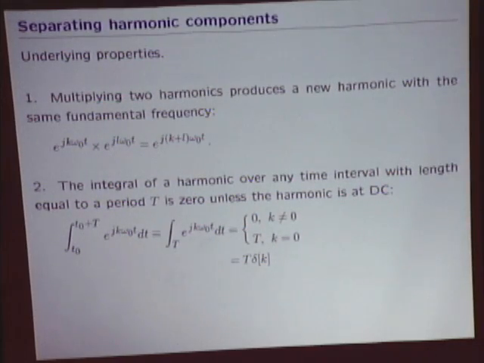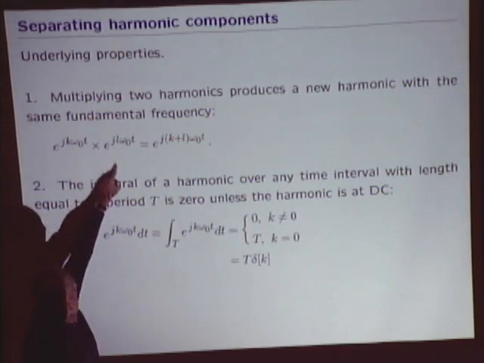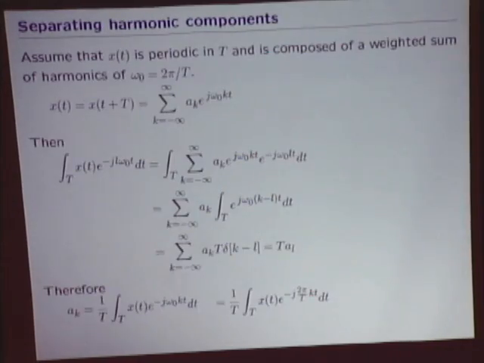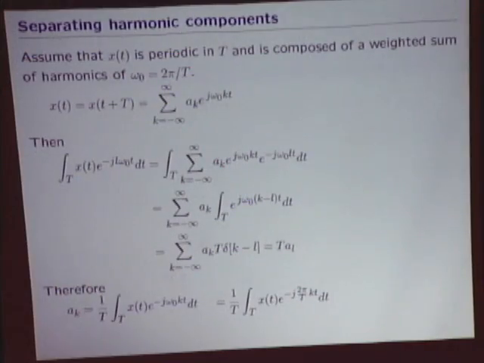So two things. It's easy to figure out the product of two harmonic signals. It's just a different harmonic. And integrals over a period are easy. With that basis, it's easy to see how, let's imagine that some arbitrary periodic signal, which we can always write this way, x of t, if it's periodic, could also be written x of t plus capital T, if x of t is periodic in capital T. Let's assume that that can be written as a sum of harmonics. So a sum k equals minus infinity to infinity of some amount of e to the j omega naught kt.